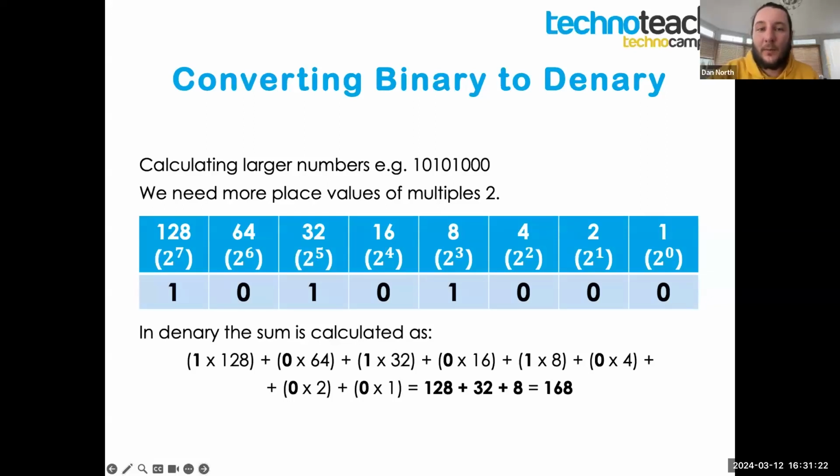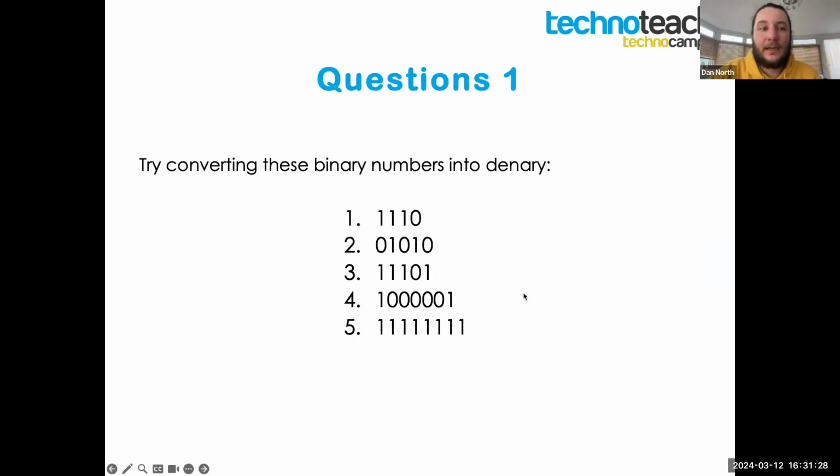Okay, for a moment, I've got some numbers that you can try converting using this system. So remember, just write out the powers of 2. You've got the ones column, the twos column, the fours, the eights, the 16s, and so on. And I'll pause there and give everyone a moment to type that out.